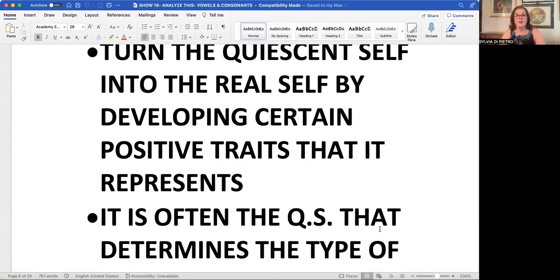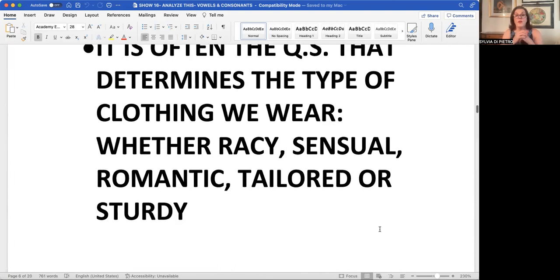Let's move on. Turning to the quiescent self, it's great if you turn the quiescent self, or the consonants in your name, into reality by developing the qualities, the positive traits that the quiescent self represents. It's often the quiescent self that also determines the type of clothing that you wear, whether it's racy, sexual, romantic, tailored, or sturdy.